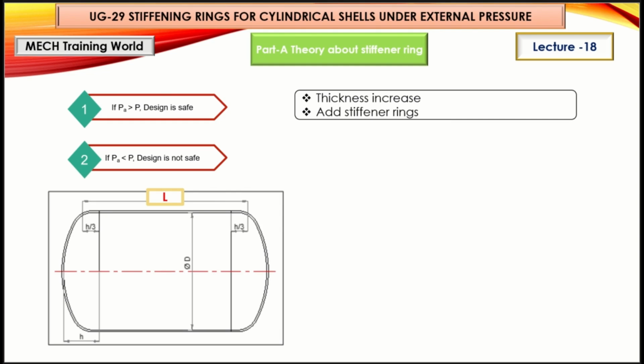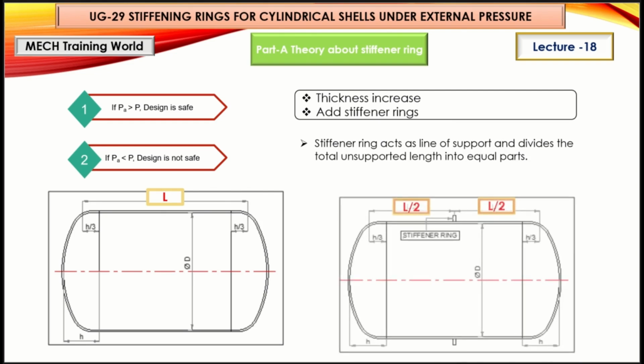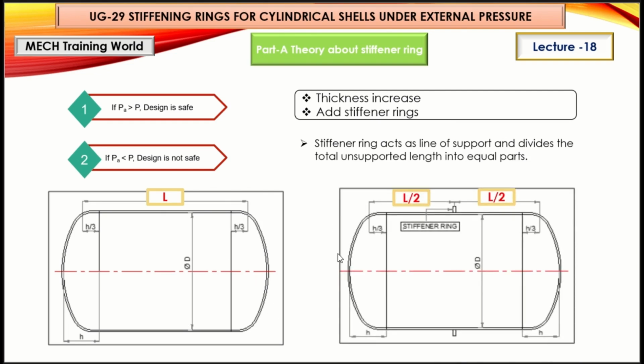The stiffener rings act as a line of support and divide the unsupported length into equal parts. Here you will see this is the unsupported length, the total length. By adding this stiffener ring, the total unsupported length is divided into two parts, that is L by 2 and L by 2. So here the stiffener ring provides extra strength to your pressure vessel. I hope you understand my point. Here you can see the diagrammatic representation of your stiffener ring and your pressure vessel.